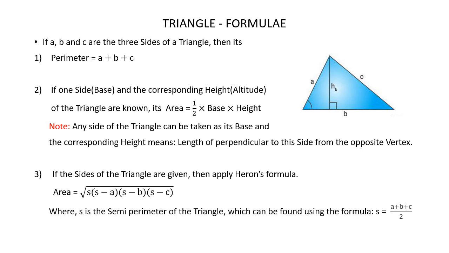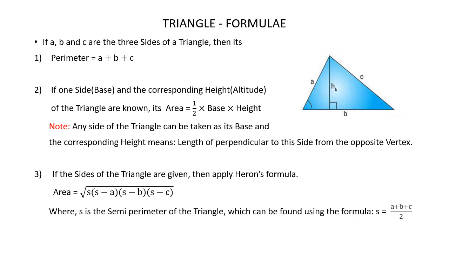Now let's look at the formulae for solving triangle problems. Now if A, B and C are the three sides of a triangle, then its perimeter is equal to A plus B plus C.